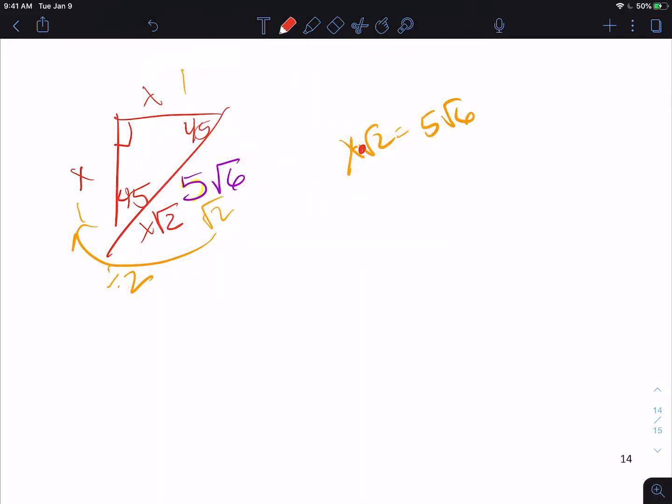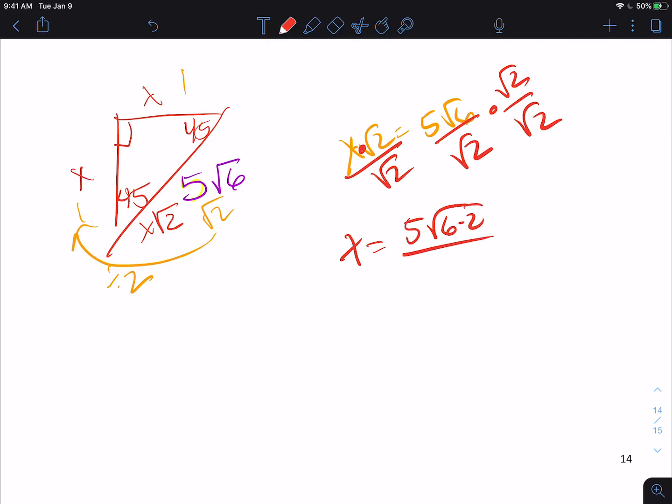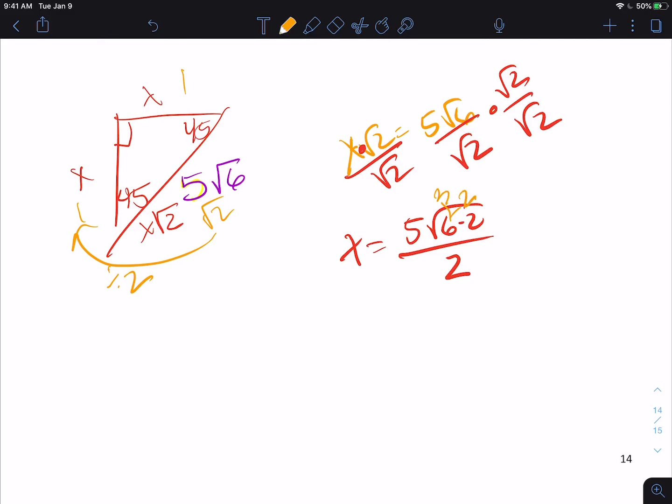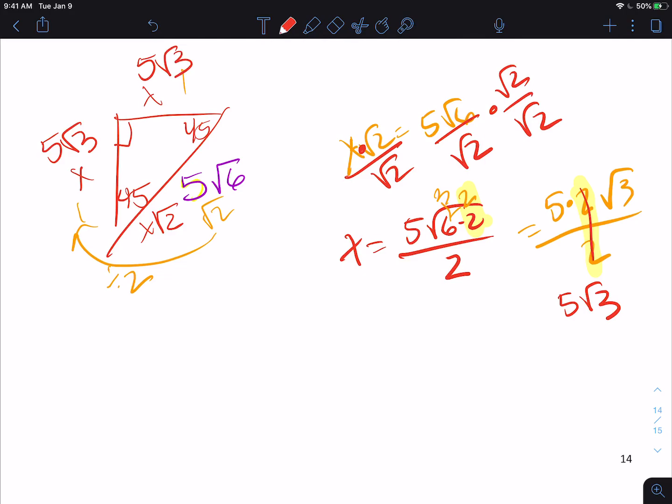Here, I want to undo multiplying by root 2, so we undo it by dividing. So x equals, I need to rationalize, so I'm going to multiply by root 2 on top and bottom, so I get 5 root 6 times 2 over 2. But notice I can break down 6, so 6 is really 3 times 2, and now I have a pair of 2's. So this can simplify to 5 times 2 root 3 over 2, and when I cancel the 2's, I just end up with 5 root 3. So these are 5 root 3 and 5 root 3.